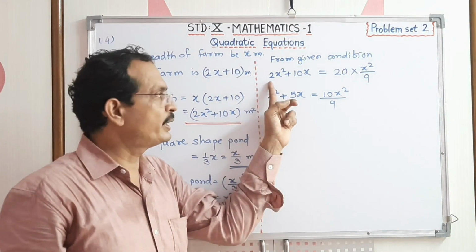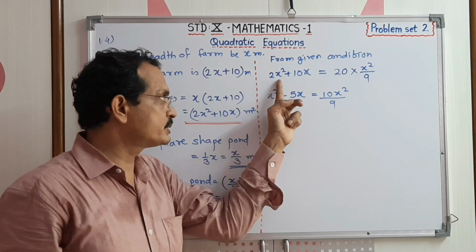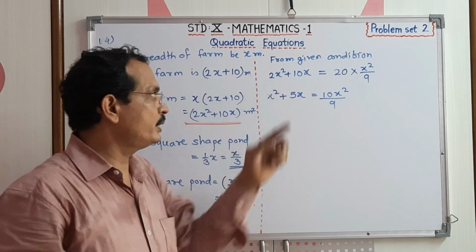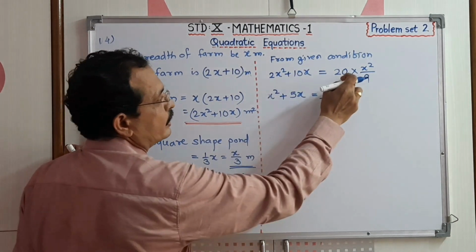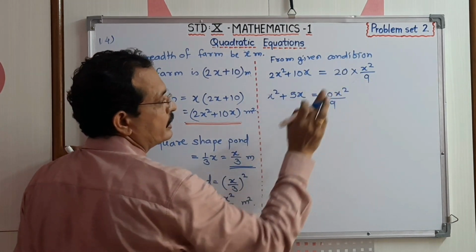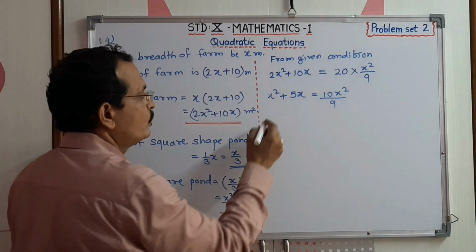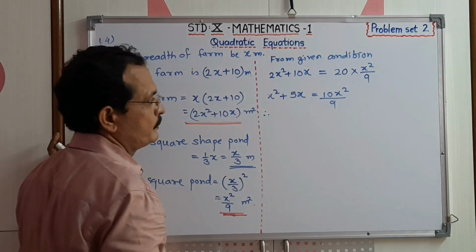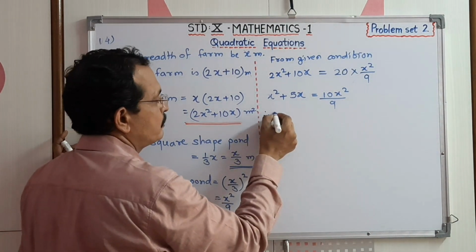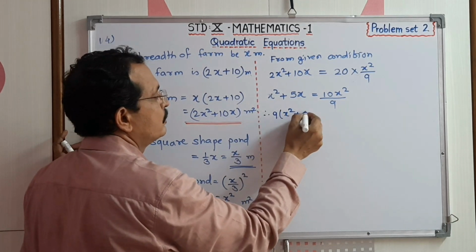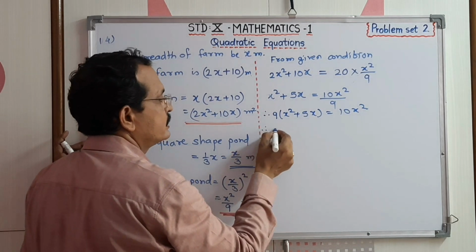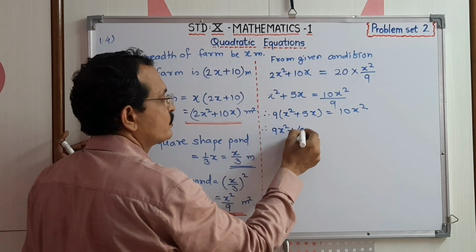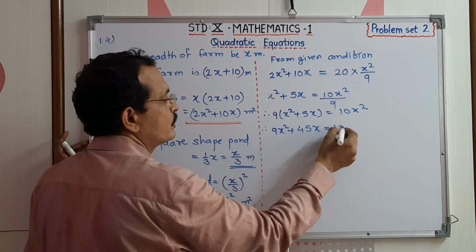We have to divide by 2. If we divide by 2, it is x square. 2 5s are 10. Here 2 10s are 20, and it is like this. Now we have to solve this problem. Just cross multiply. 9 into x square plus 5x is equal to 10x square. Here it is 9x square plus 45x is equal to 10x square.